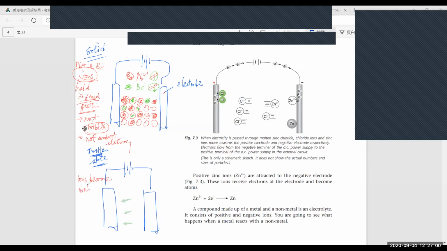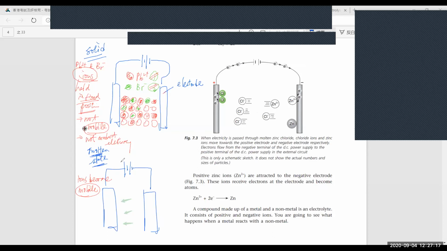The ions become mobile, so they will be moving in a certain direction. You may see it in the zinc chloride example, right? The zinc ion and chloride ion will move in their own way.